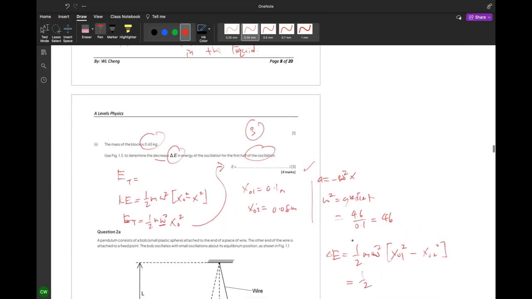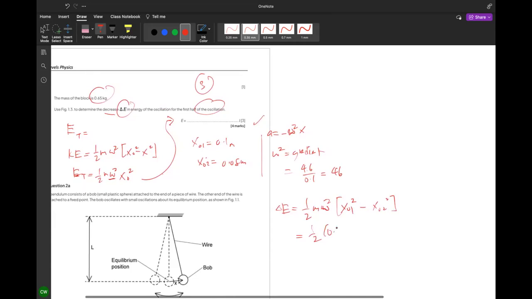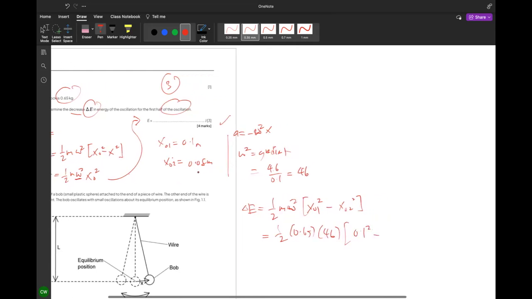What is mass? 0.65. Omega square 46. This one 0.1. The other one is 0.08 square. Omega square is the gradient. Yeah. 0.5 times 0.65 times 46 times 0.1 square minus 0.08 square. 0.054.